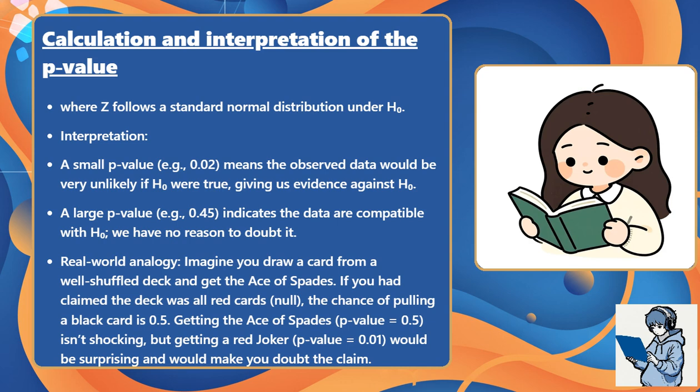Real-world analogy: imagine you draw a card from a well-shuffled deck and get the ace of spades. If you had claimed the deck was all red cards, the chance of pulling a black card is 0.5. Getting the ace of spades, p-value equals 0.5, isn't shocking, but getting a red joker, p-value equals 0.01, would be surprising and would make you doubt the claim.